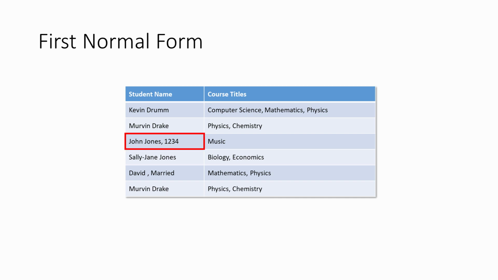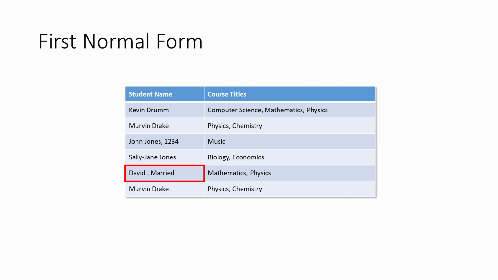But take a look at the record for John Jones. The student name column contains a number as well. This could be anything. His house number, his cash card PIN, or even his Wi-Fi password, who knows? Whatever it is, it surely doesn't belong here. This is a multi-valued attribute. Notice also that David is married. This is clearly not part of his name. Again, this is a multi-valued attribute.